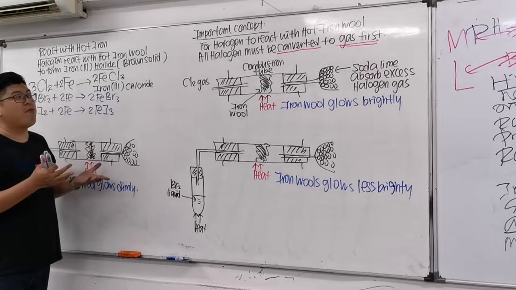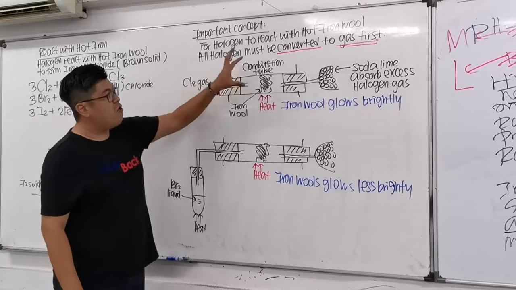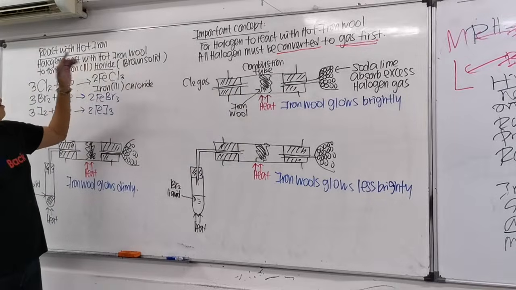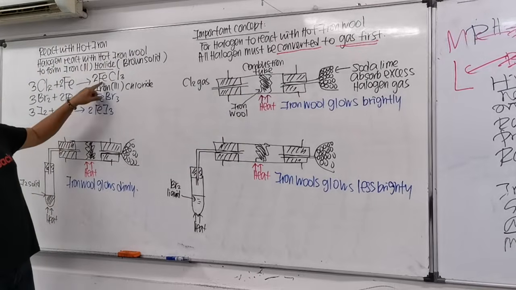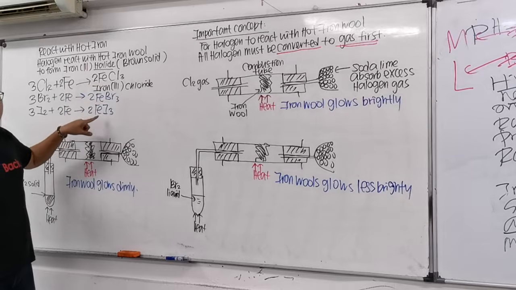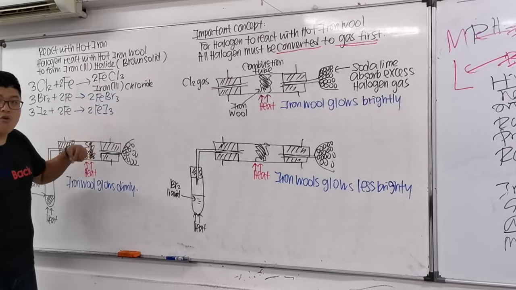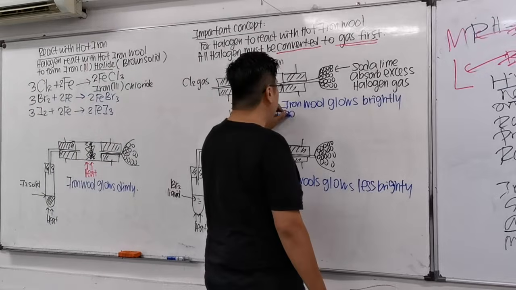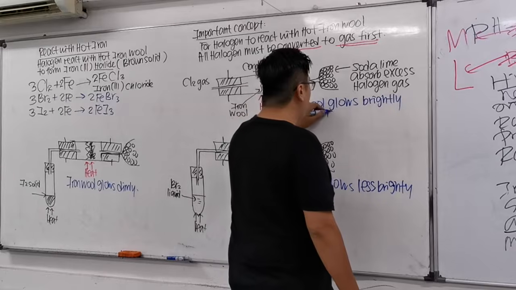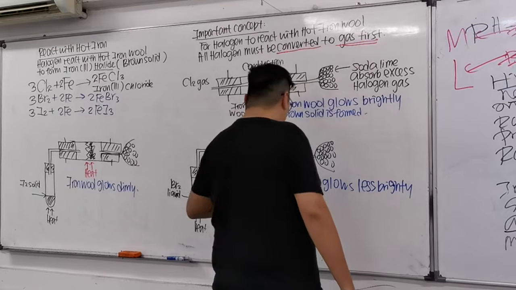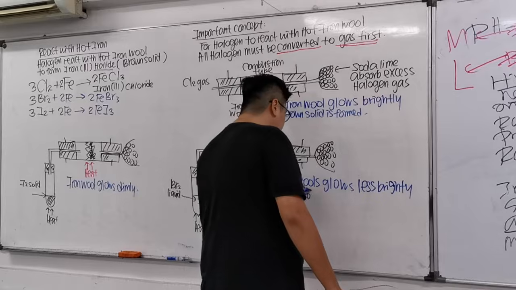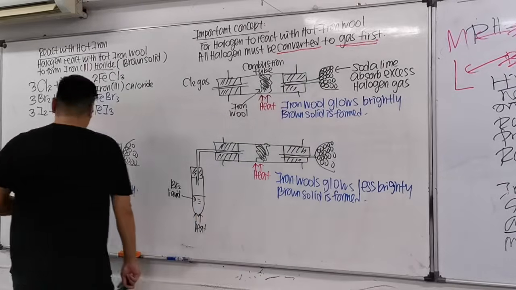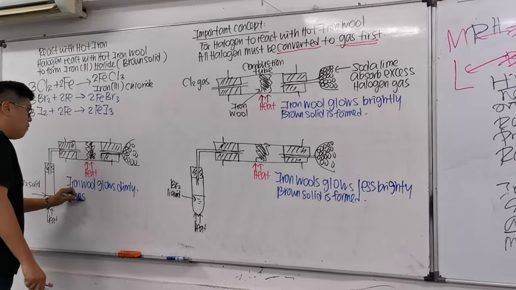Understand? And what is the final product? When all the halogens react with the iron, you form iron(III) halide. All the iron(III) halide, no matter iron(III) chloride, iron(III) bromide, iron(III) iodide, all of them are brown solid. So all of them, you're going to get a brown solid. Brown solid is formed.